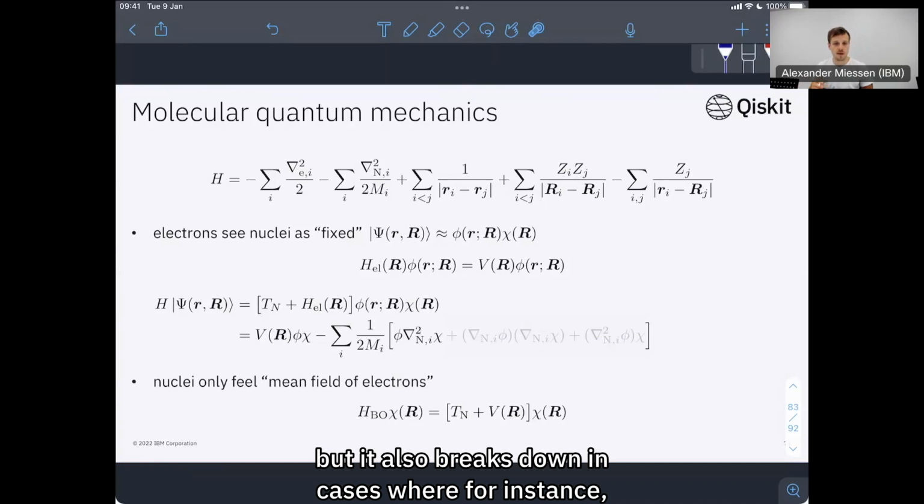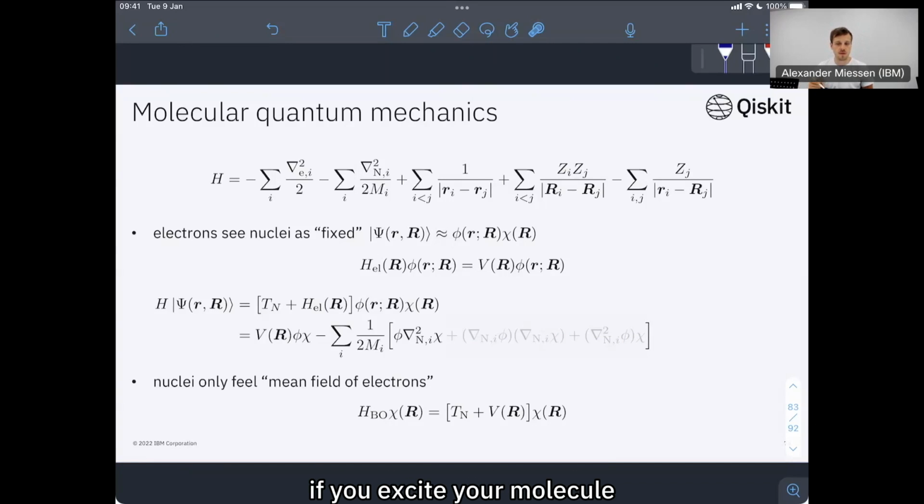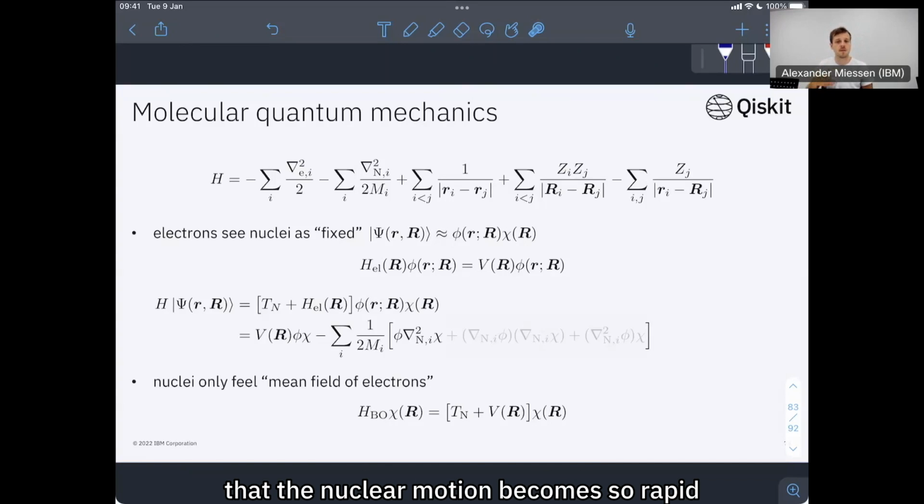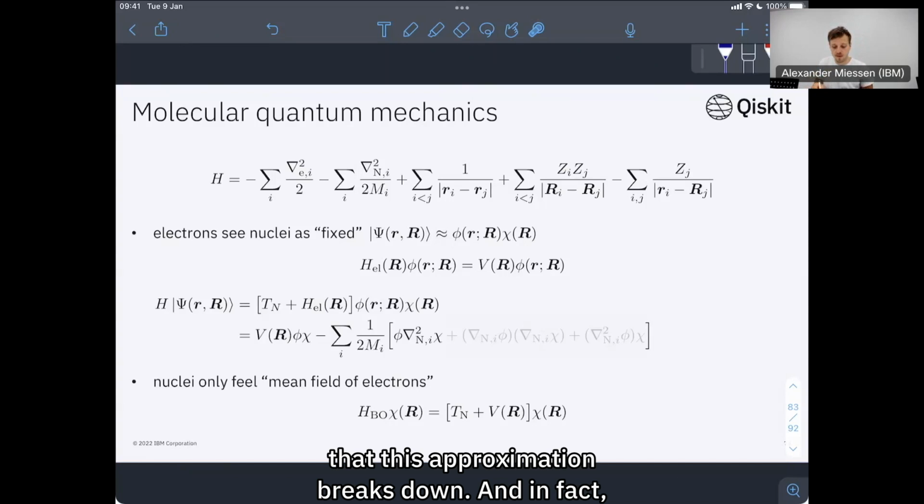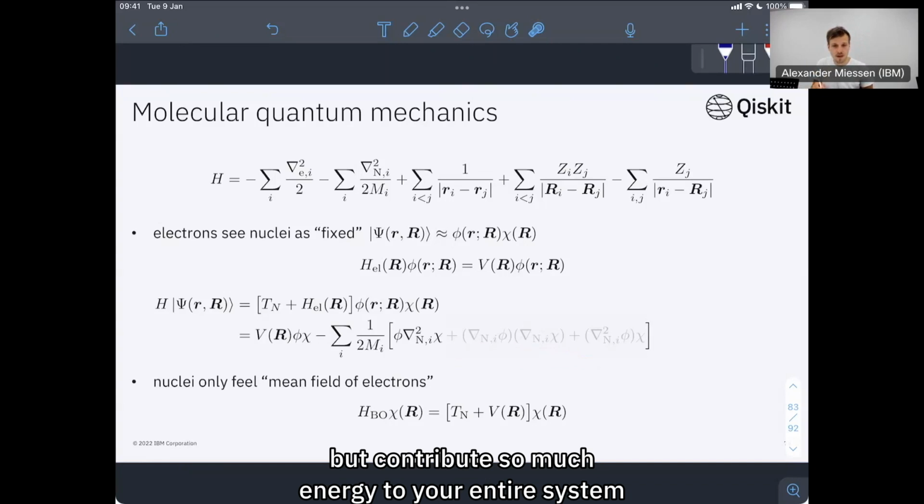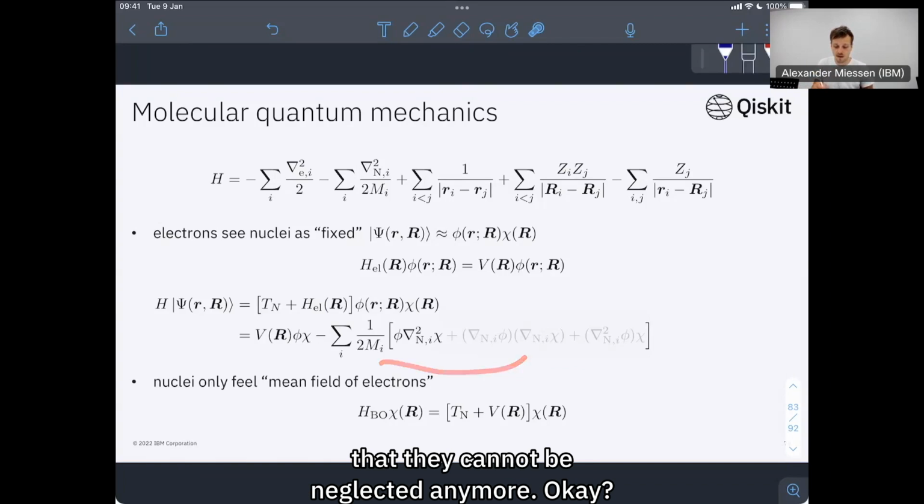and it works really well in a lot of cases, but it also breaks down in cases where, for instance, if you excite your molecule with really fast laser pulses, the molecule might get excited in such a way that the nuclear motion becomes so rapid that this approximation breaks down. And in fact, these terms here are not small and negligible anymore, but contribute so much energy to your entire system that they cannot be neglected anymore, okay?